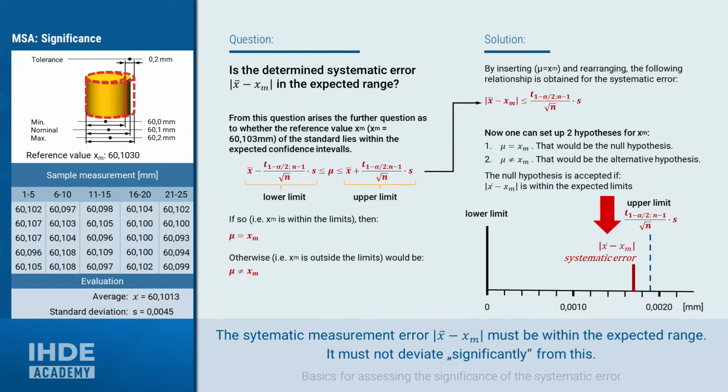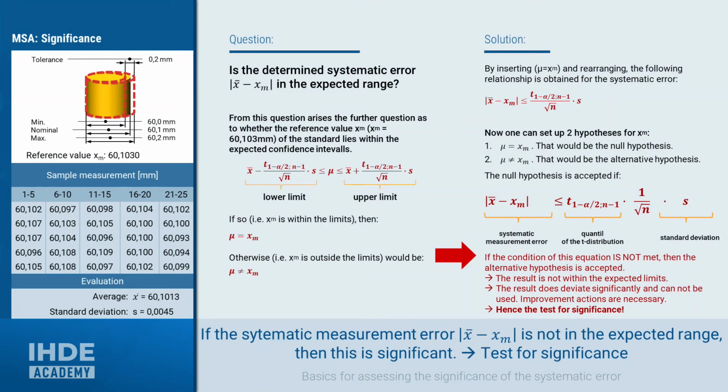The null hypothesis is accepted if the systematic measurement error, calculated from the reference value and the mean, is equal to or smaller than the product of the quantile of the t-distribution and the standard deviation. If the condition of this equation is fulfilled, then the null hypothesis is accepted. This proved that the result is within the expected limits. So it does not deviate significantly and can be accepted.